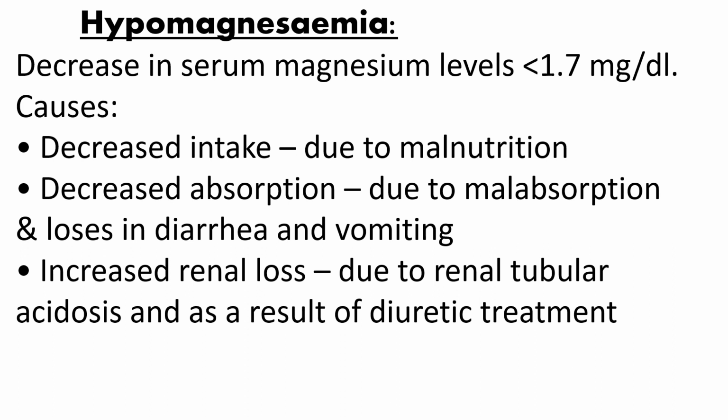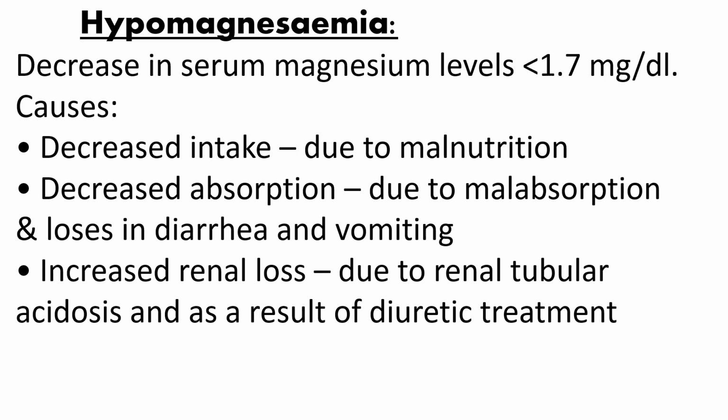Now, what could be the possible reasons for this decrease in magnesium in blood? Number one is maybe there is a decreased intake due to malnutrition, or there is decreased absorption due to malabsorption, or it may be lost in diarrhea and vomiting, or there may be causes related to the kidney, because we know that 4 millimoles are excreted in urine via the kidney. So due to renal tubular acidosis or as a result of diuretic therapy.